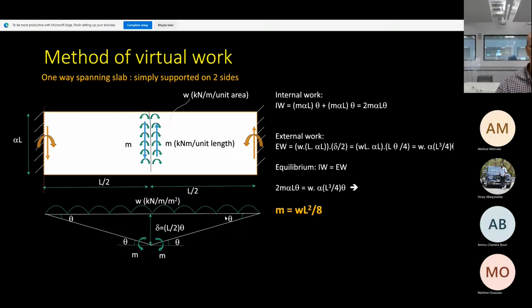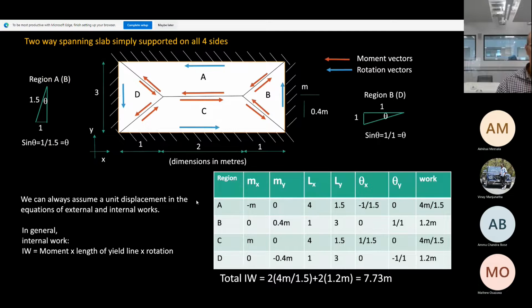And you substitute here delta is L over 2 theta. So we substitute delta here by L over 2 theta, which gives me L theta over 4. And then you simplify, which gives you W times alpha times L cubed. I'm sorry.